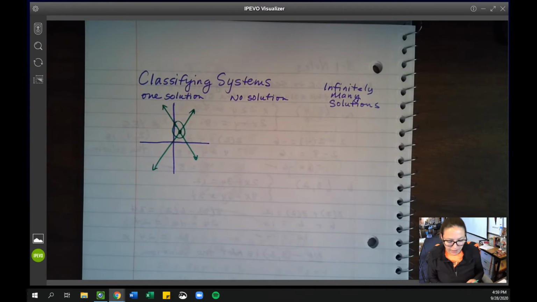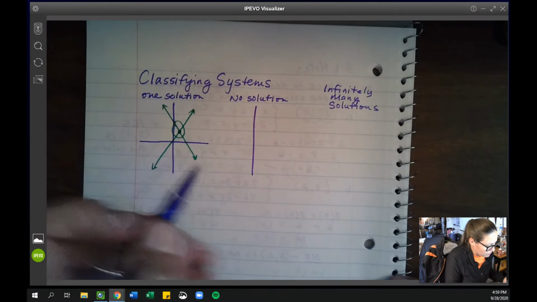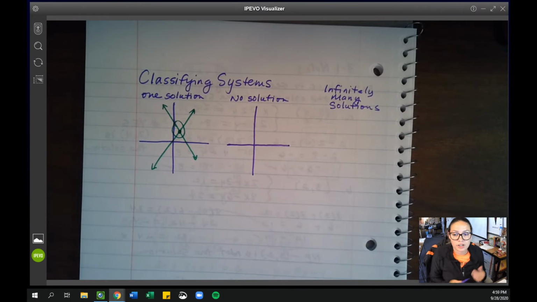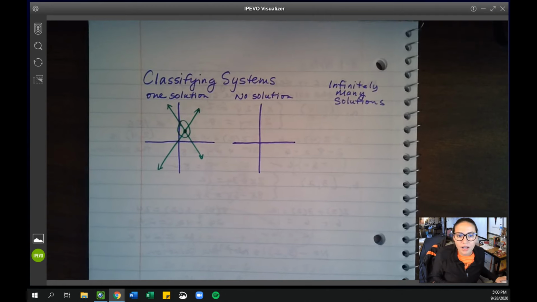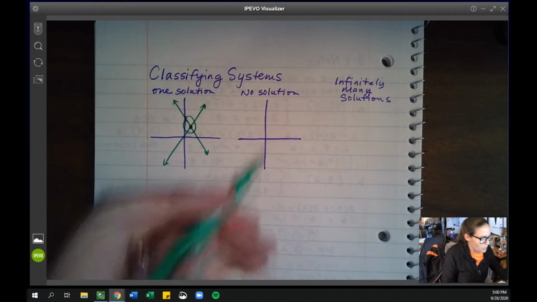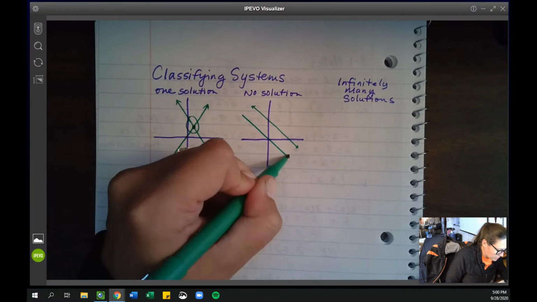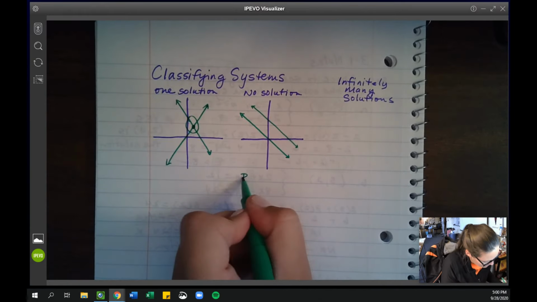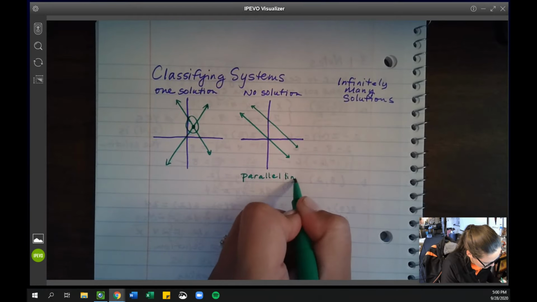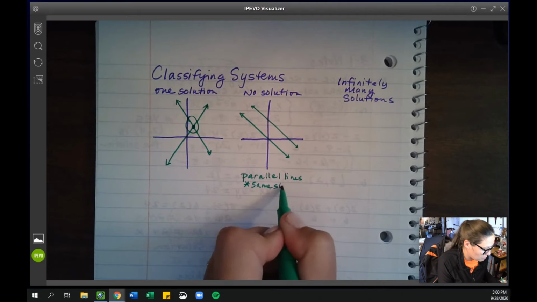Nothing crazy about that. Now, what I want you to think about is, what would it look like for a system to have no solution? Well, if our solution is where the two lines cross, then for there to be no solution, that means that the lines are not going to cross, which means that they would be parallel. So if the lines are parallel, that would mean they are a system with no solution. And remember, parallel lines have the same slope.